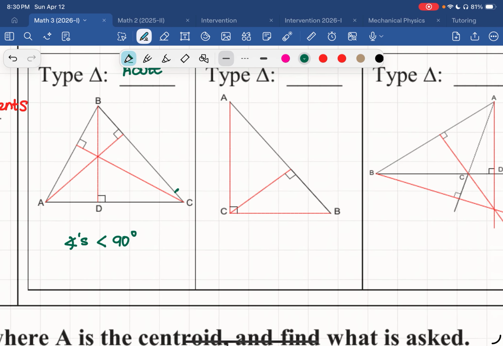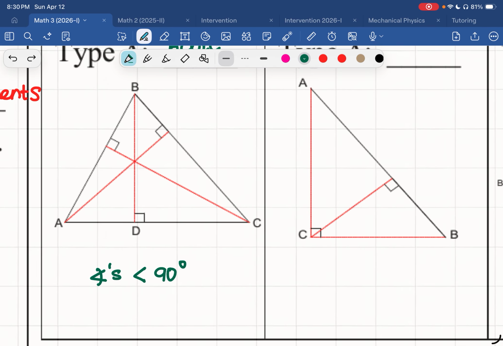So this angle over here, this angle over here, and this angle over here, all of them are smaller than 90 degrees. Okay, less than 90 degrees. Okay, let's focus on this triangle.